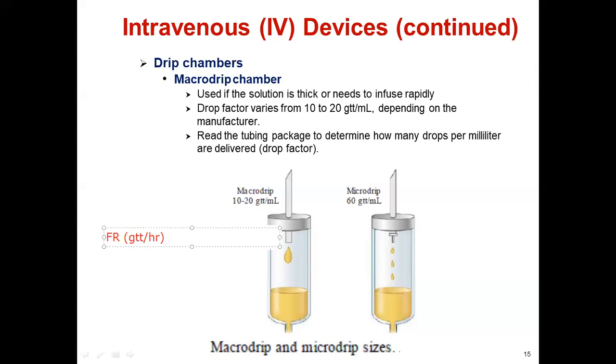The formula says flow rate equals the volume of the fluid in ml over the duration of the flow in hours. This is the hour formula. So if the question mentions minutes, we have to follow a different formula.